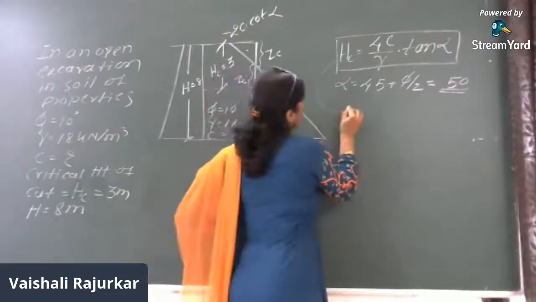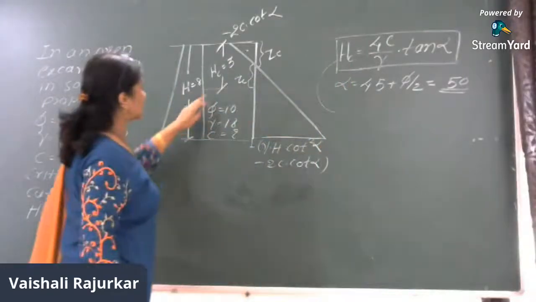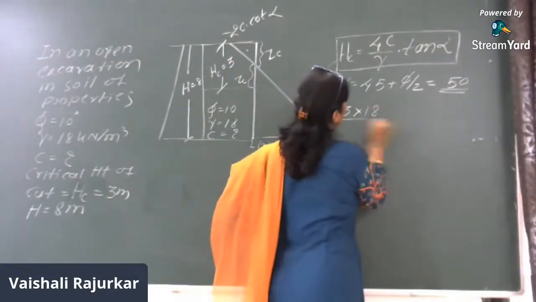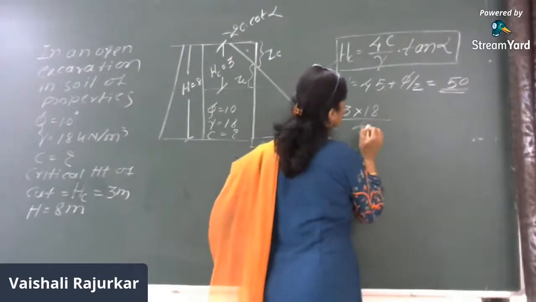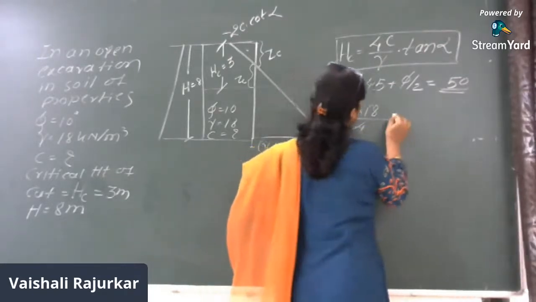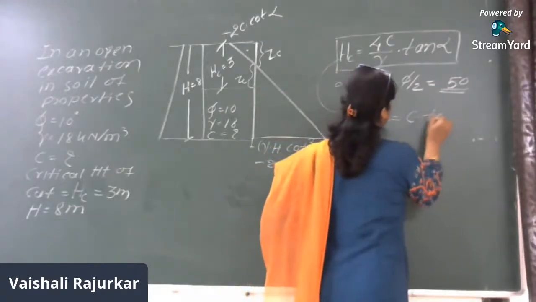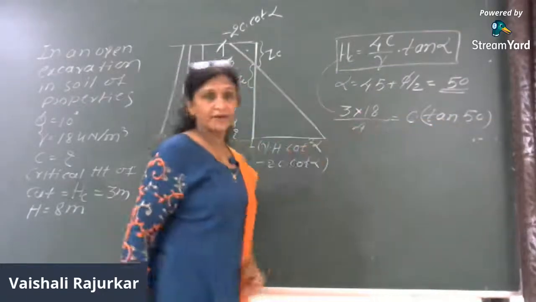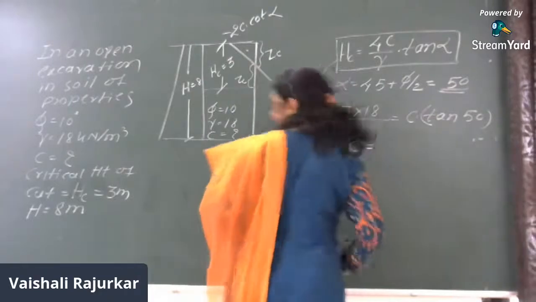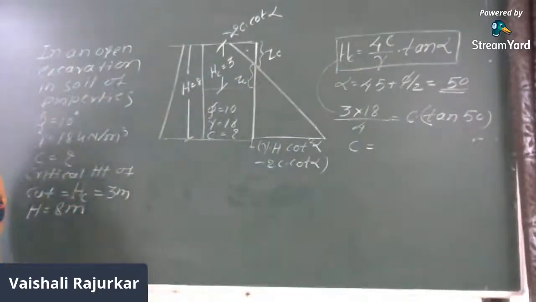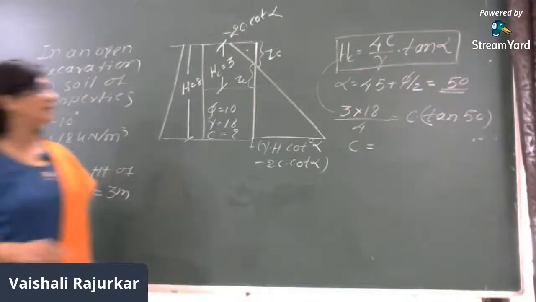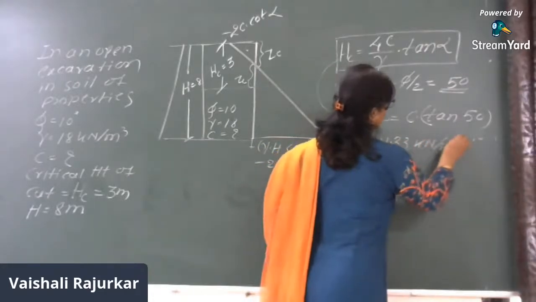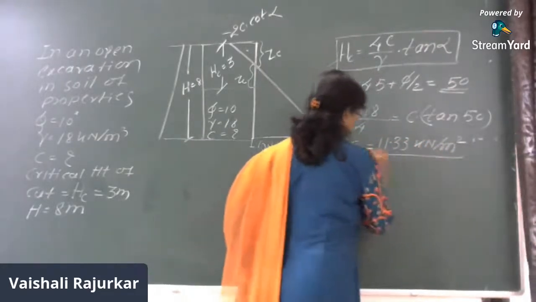Now we just put the values into the equation. So HC is given as 3 meters. 3 meter into gamma is 18 divided by 4, which is equal to C into tan of 50. So from these given data, we can obtain the value of C. So what is C? C is found to be 11.33 kilonewton per meter square. So this is the value for C obtained.